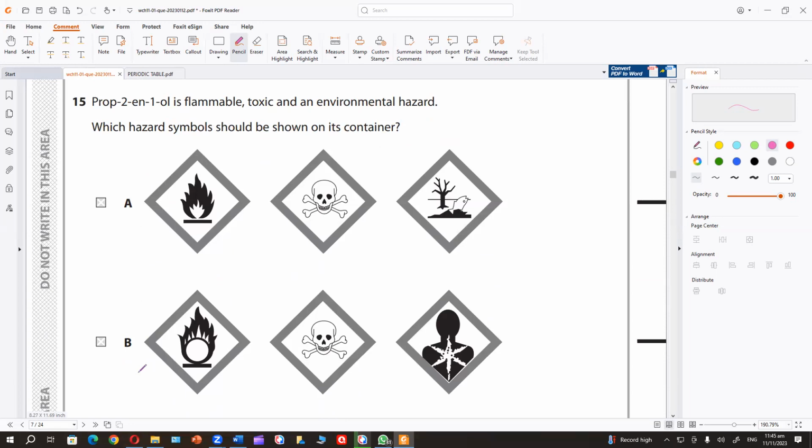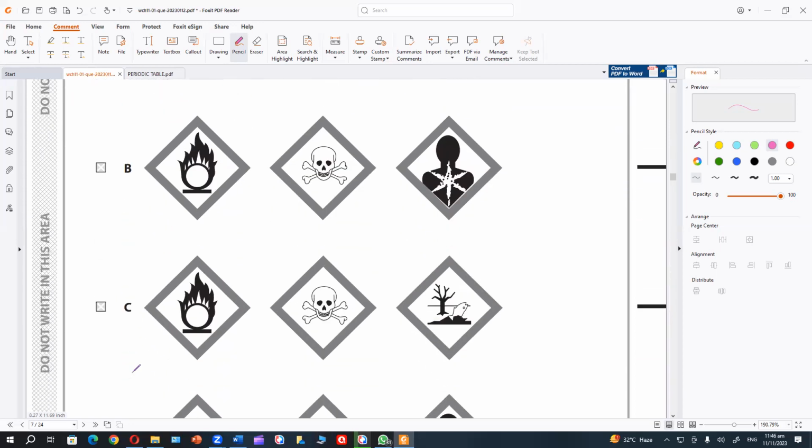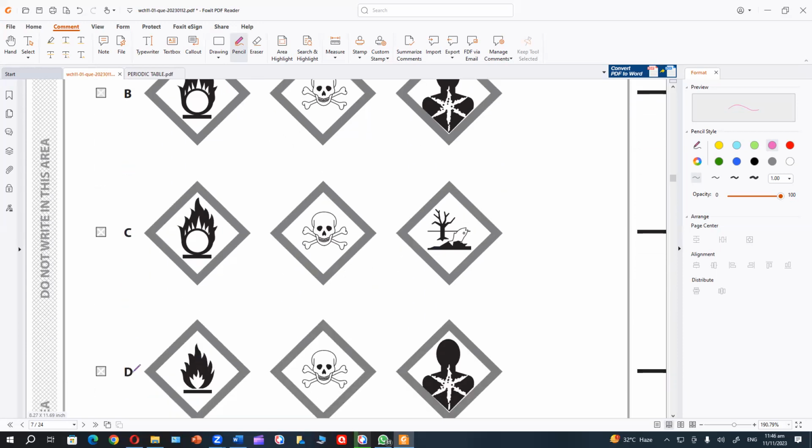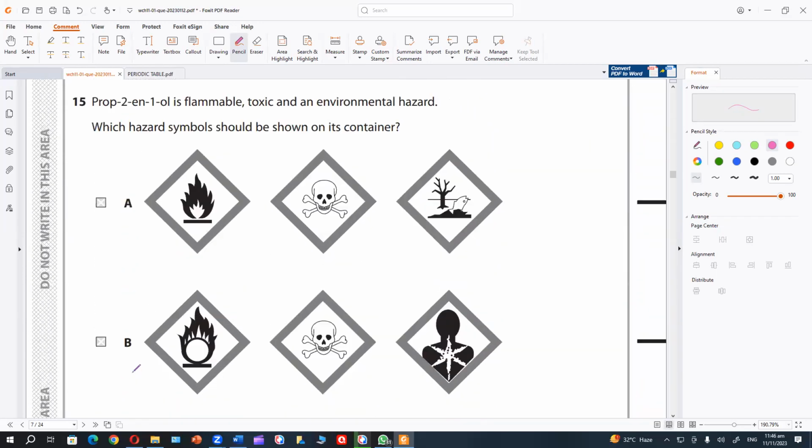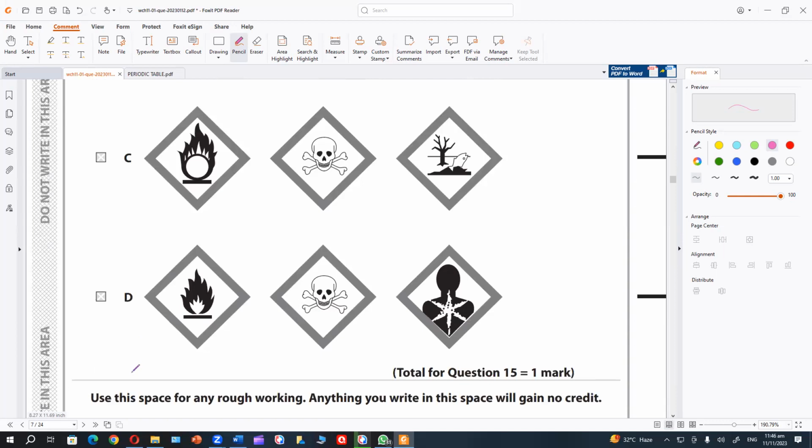Prop-2-en-1-ol is flammable, toxic, and an environmental hazard. Which hazard symbol should be shown on its container? Flammable, toxic, and environmental hazard. Flammable is visible, toxic is visible, but environmental hazard is shown by some branches. Do you remember this? The school provides a chart, and you find this chart in your lab also. If you go to the lab, you will find a chart there. Flammable is quite visible.